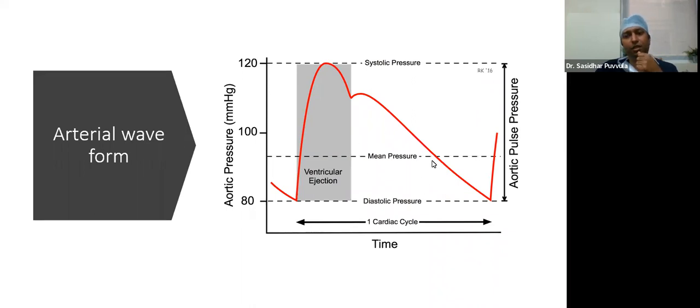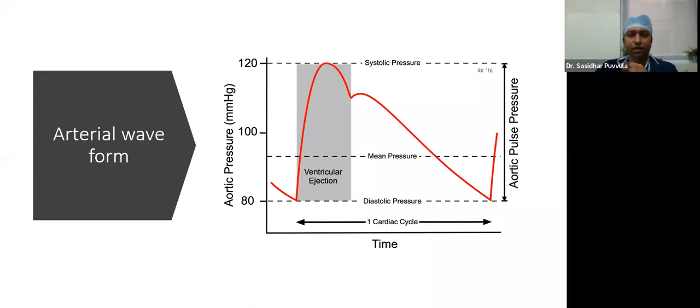Mean arterial pressure is the average pressure that is maintained throughout the cardiac cycle, and it is closer to diastolic pressure than the systolic pressure. Why is mean arterial pressure important? The mean arterial pressure is the main parameter which determines tissue perfusion.